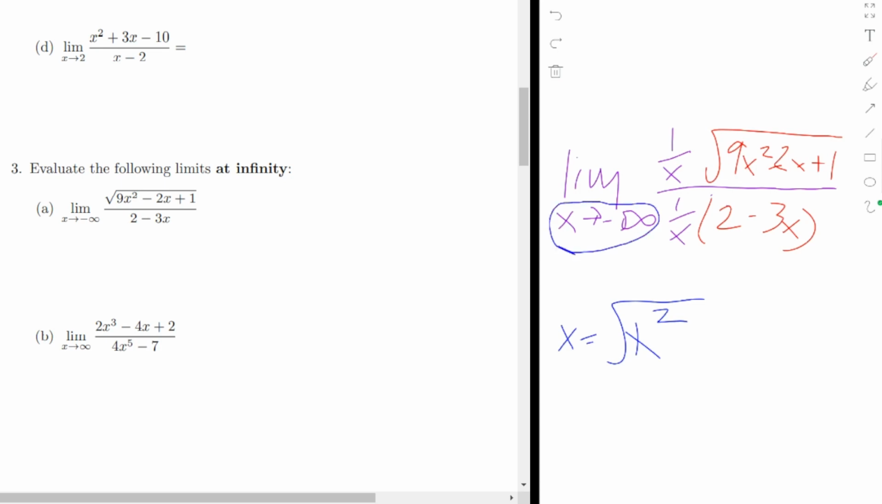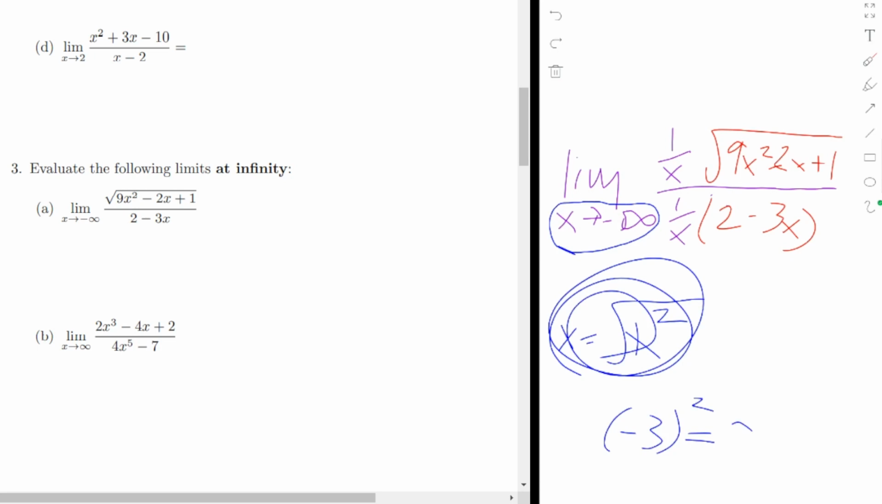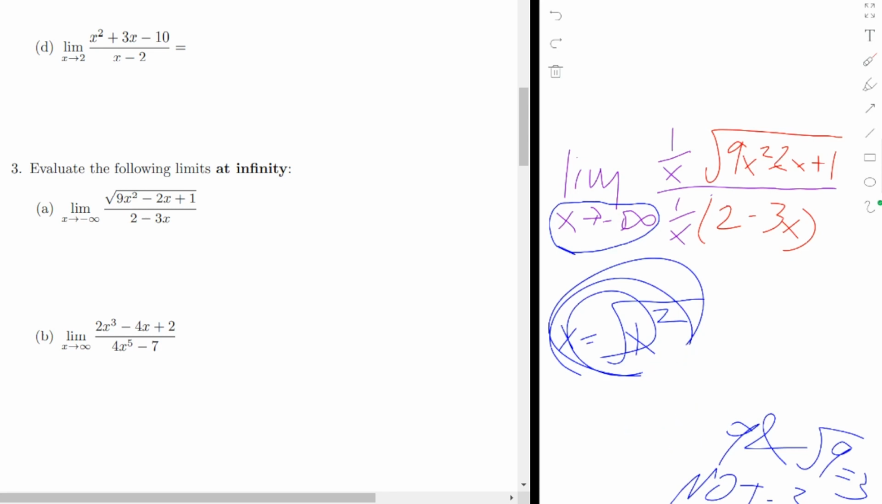All right, so x in particular has to be thought of as negative numbers that are getting more and more negative. And this simply is not true for negative numbers. Take negative 3, for instance. Negative 3 squared is 9, and the square root of 9 is 3, not negative 3. All right, so what do we do to remedy this for negative numbers?